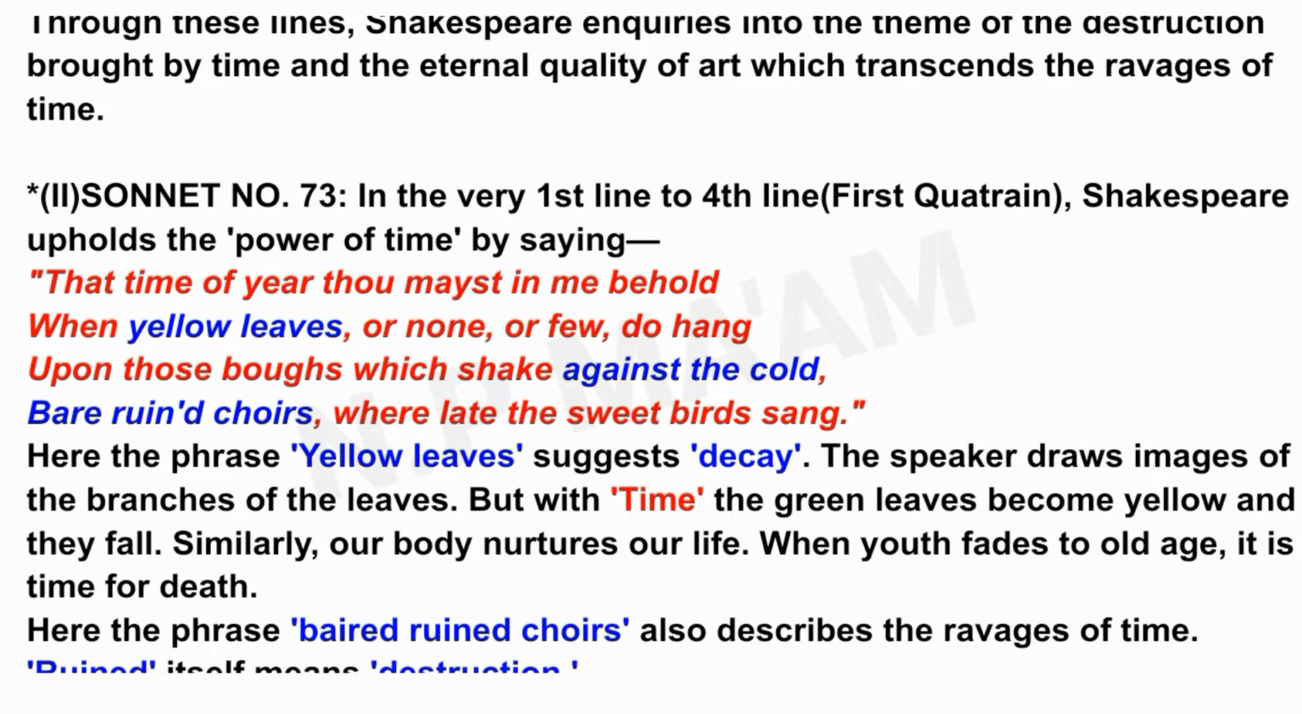Now come to sonnet number 73. Here we also find the personification of time vividly. Okay, so from the very first line to the fourth line, Shakespeare affirms the power of time. Here you see the words "yellow leaves". I highlighted all the important words. Here the phrase "yellow leaves" suggests decay or death.